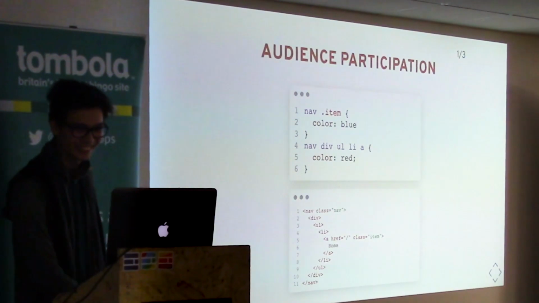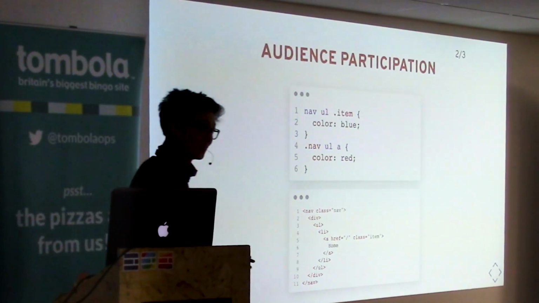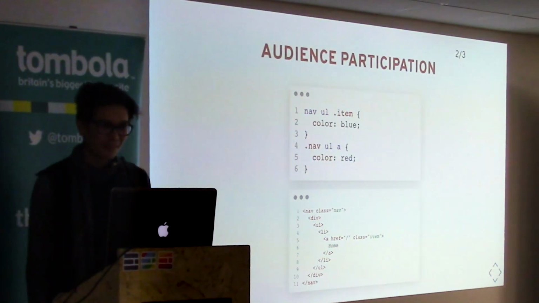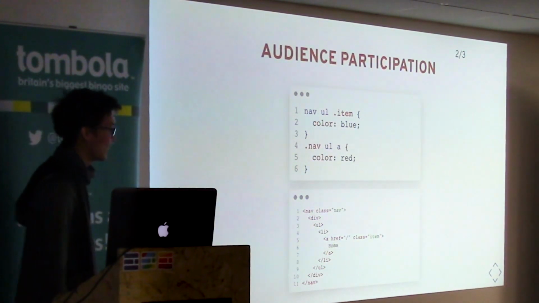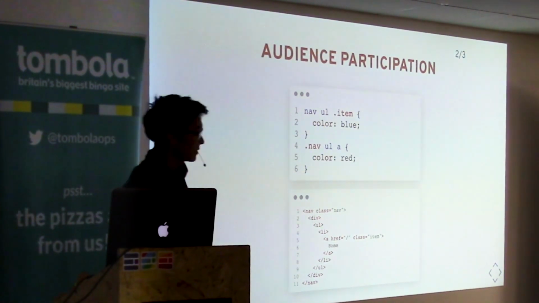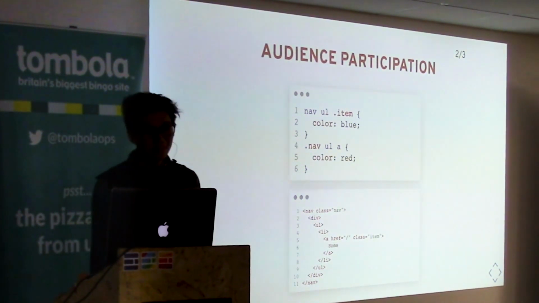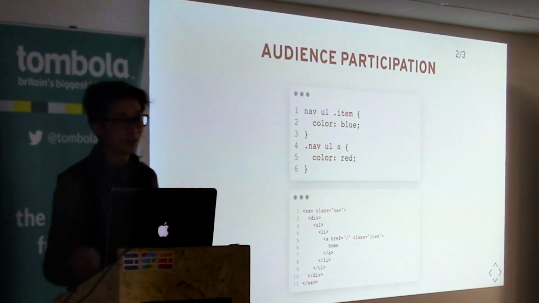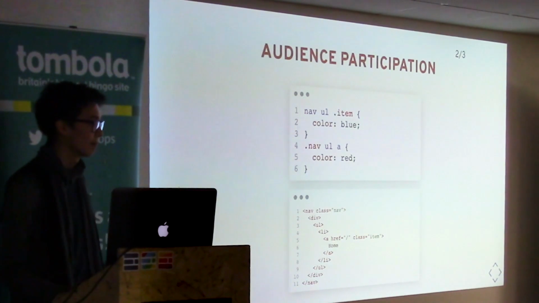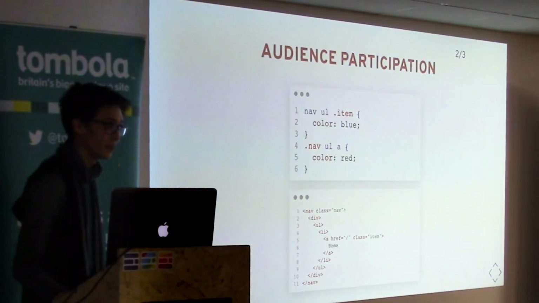Great. Next one, there's only 3 of these, so this is the second one. Don't be too scared. We have a nav, ul, and then an item class, again, color blue, and then a nav class, ul element, and an a element, color red. Hands up for blue. Great. Hands up for red.